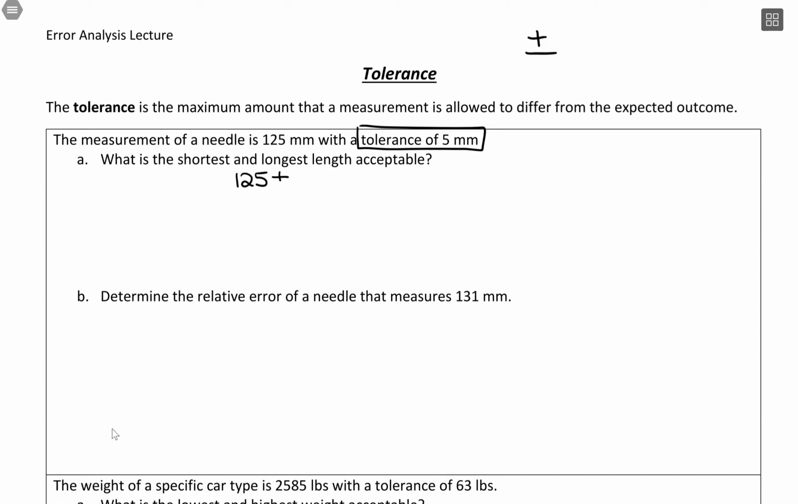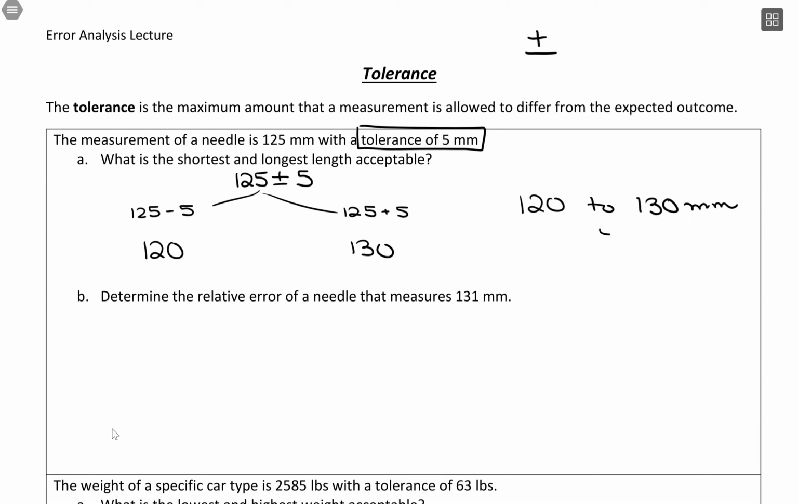So that's where plus or minus comes in, which splits into two scenarios. For shortest, we would be subtracting. For longest, we would be adding. So with that, this would be 120, and this would be 130. So it would be the shortest, longest. Let's say it could be 120 to 130 millimeters long. So with that, you're just adding or subtracting the tolerance value to your measurement or expected value.